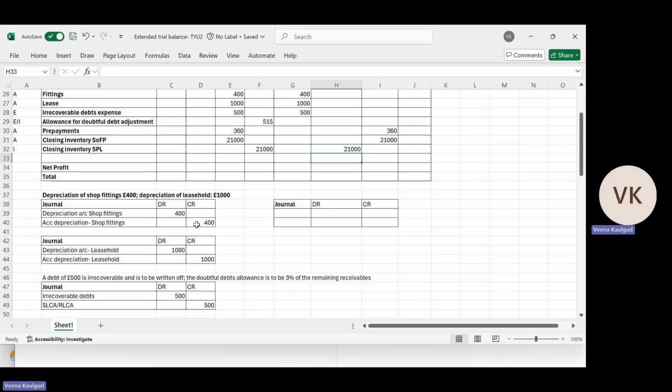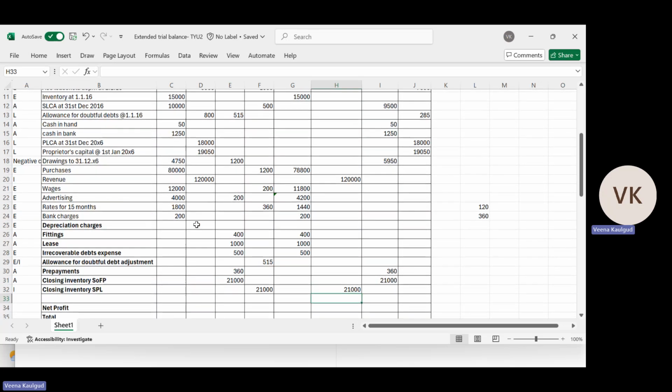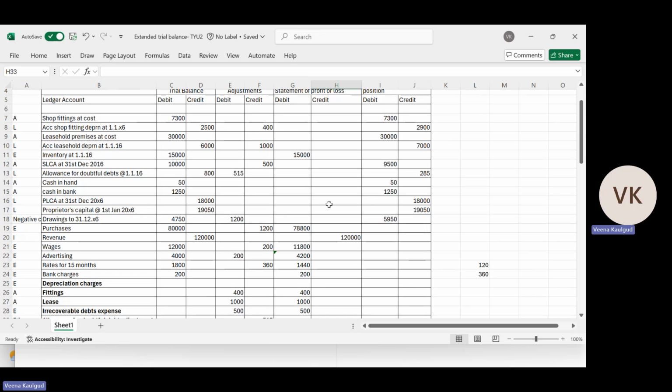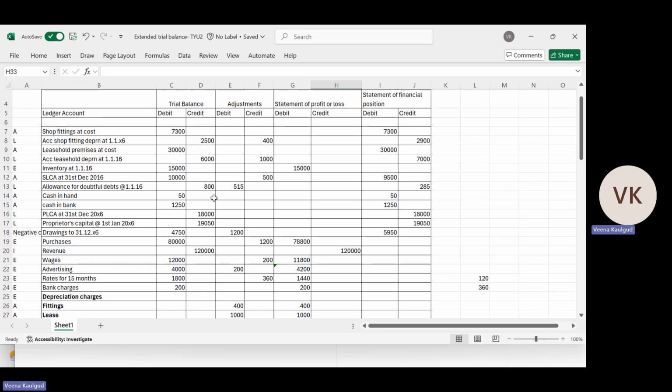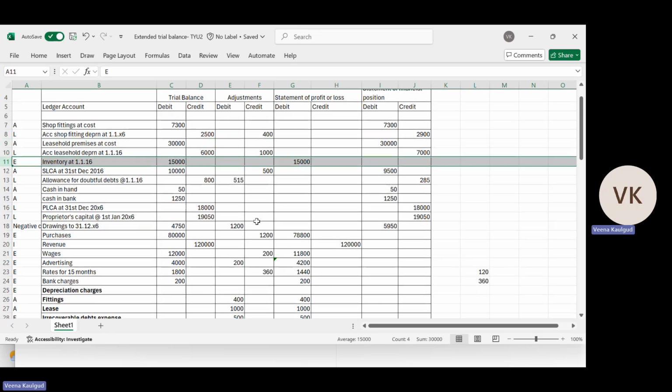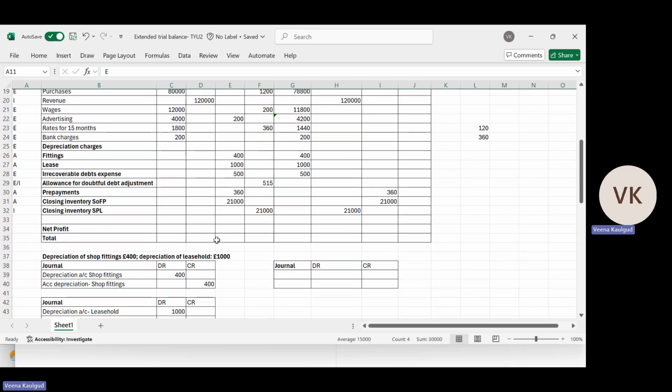So what I did was I did all the journals, then I moved all the journals to the extended trial balance. Then I just did the extended trial balance. So just let us give a quick glance at if we have done it correctly. Okay, so shop fittings at cost, it is in the correct place. Then accumulated depreciation 2,500 plus 400, 2,900. Leasehold is on the correct side. Then accumulated depreciation is on the correct side. Okay, now our task is, guys, to find out the net profit. So let us do that now.